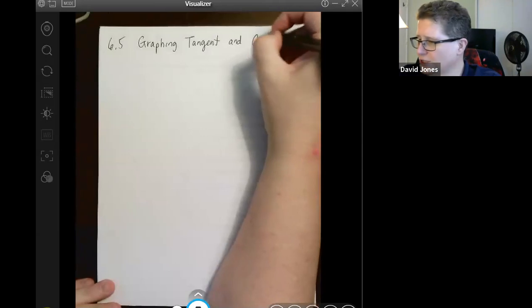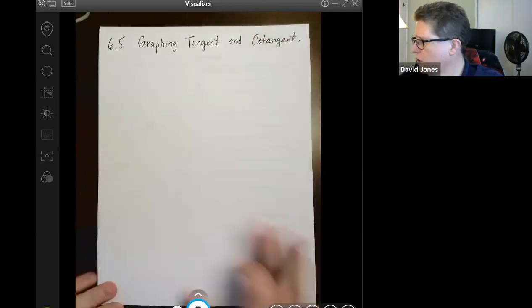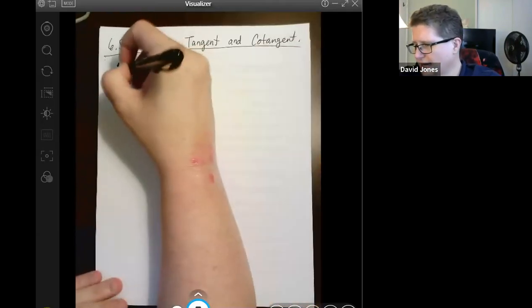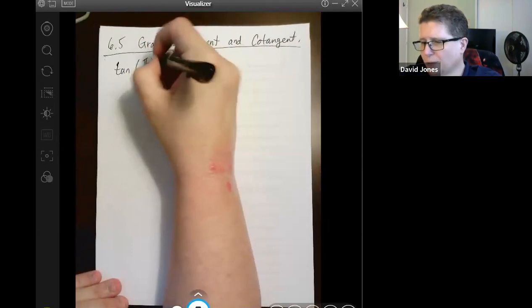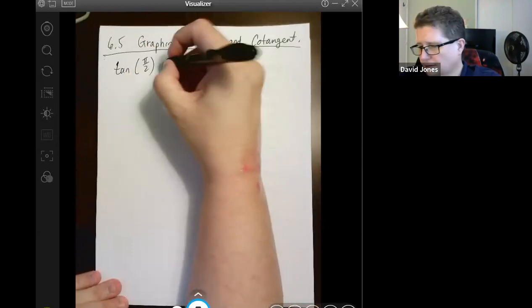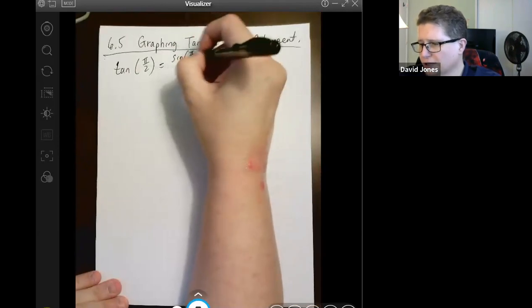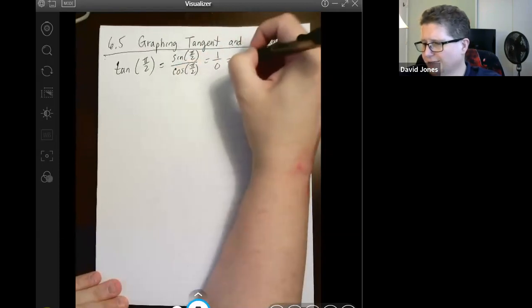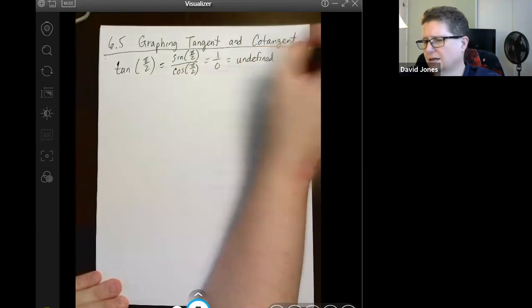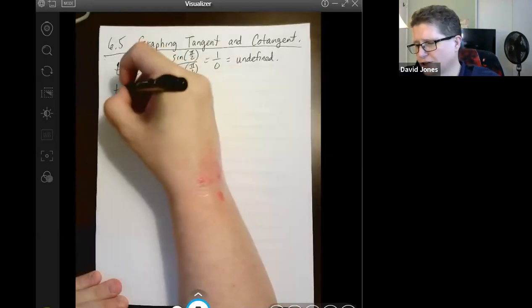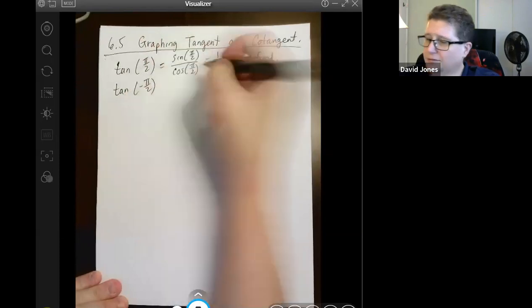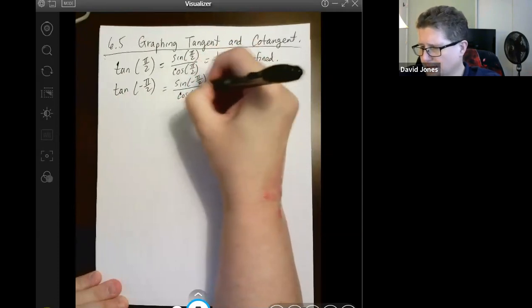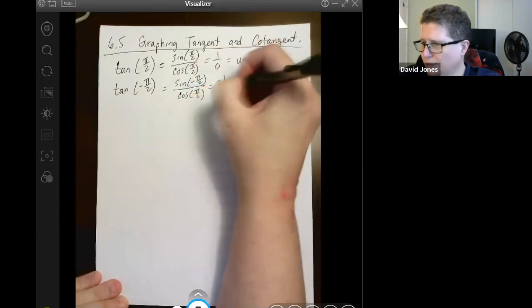Graphing tangent and cotangent. And I want you to recall, it's a little bit different. We have tangent. Recall that tangent of pi over 2 is sine of pi over 2 over cosine pi over 2, which is 1 over 0 and is undefined. The same is true for tangent of negative pi over 2. Slightly different. It's negative 1 over 0, but still undefined.